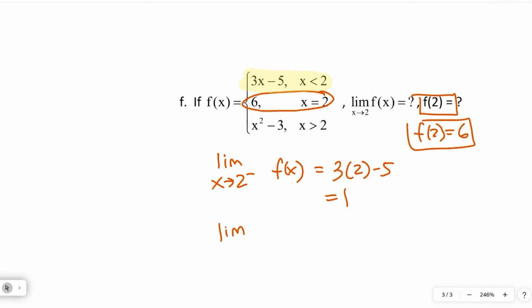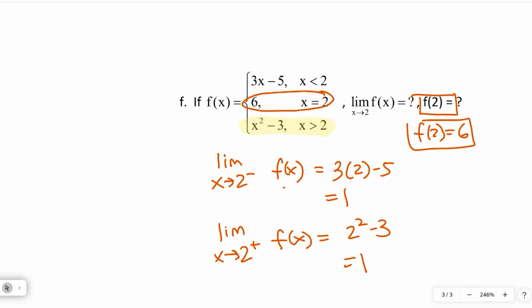Now let's check the limit on the right-hand side. So on the right-hand side of 2, now we are looking at that bottom piece, this one down here. So let's substitute 2 into there and see where that's headed to. So the limit as x approaches 2 from the right is going to equal 2 squared minus 3. 4 minus 3 is 1.